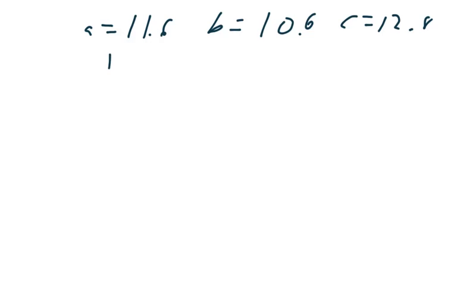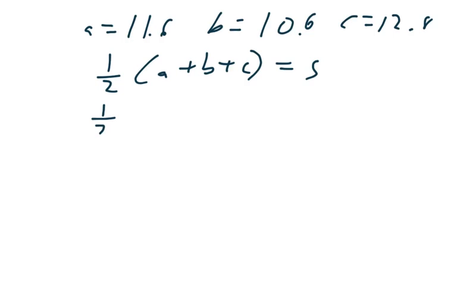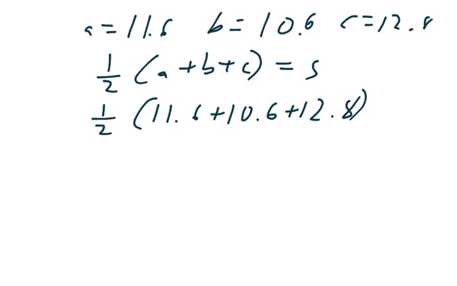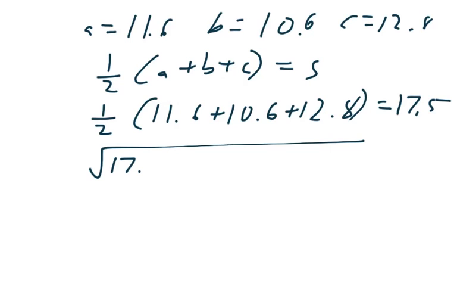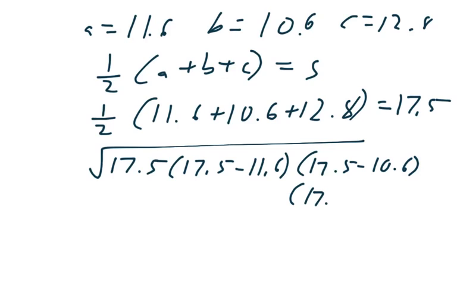For 36, they give us 3 sides and they ask for the area. So this is one in which we're going to use 1/2 A plus B plus C to find out what S is. So 1/2 of 11.6 plus 10.6 plus 12.8, and that turns out to be 17.5. And so we do the square root of 17.5 times 17.5 minus 11.6, 17.5 minus 10.6, 17.5 minus 12.8. And make sure you do the parentheses correctly and you'll wind up with 57.9.